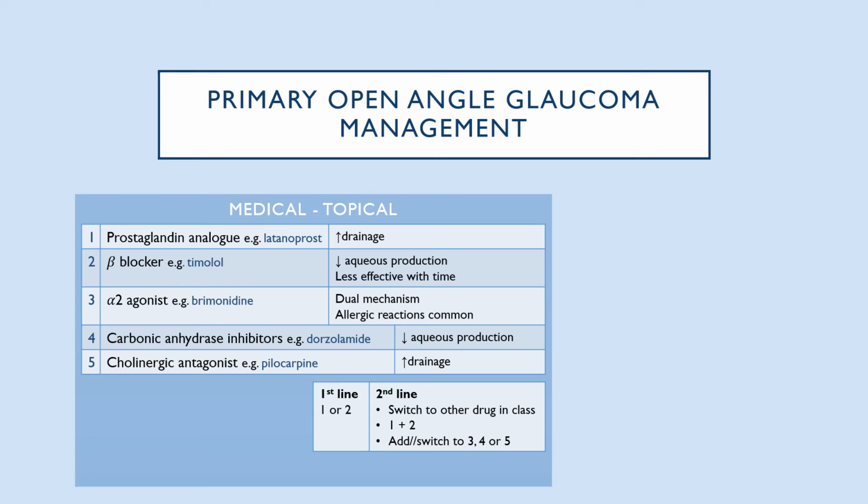So first line, you'll start with an eye drop either in first or second row. If these don't effectively reduce the intraocular pressure, then you can either switch to another drug in the same class, so another prostaglandin analog or another beta blocker. You can use these two combined, or you can add in or switch to one of the medications in the 3, 4 or 5 rows.